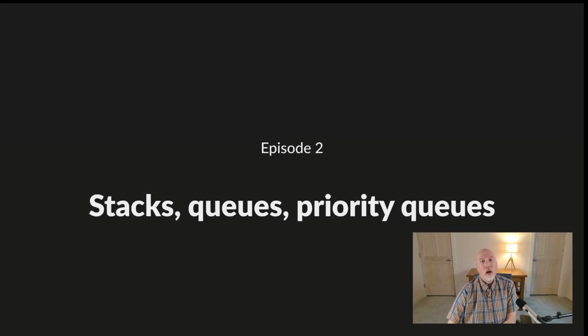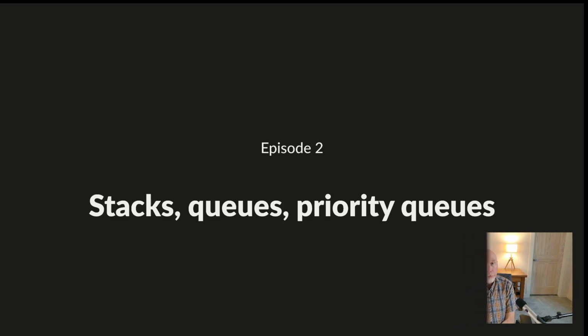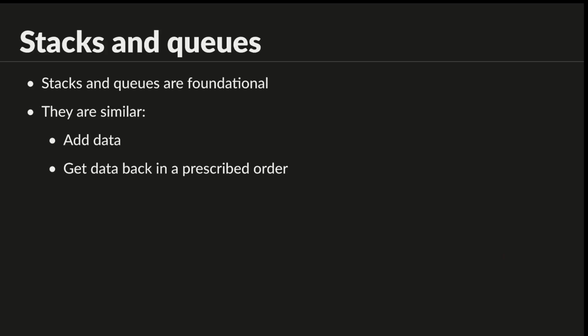This episode is all about three related abstract data types: stacks, queues, and priority queues. Since they're abstract, you can implement them in various ways. In the episode after this one, we're going to talk about how you could implement a priority queue with a data structure called a heap. So along with arrays, I'd say stacks and queues are the foundation for everything else.